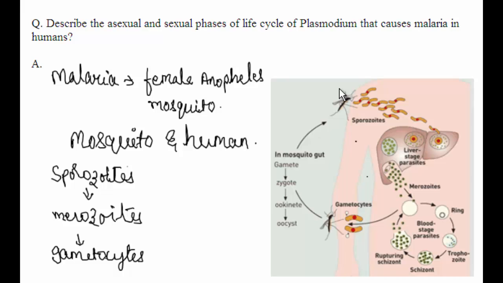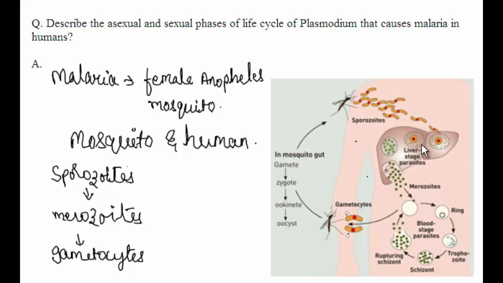Now this sporozoite undergoes asexual reproduction when the parasites burst the liver cells by multiplying itself, and they are released into the blood. So you can see in this figure, these sporozoites enter the liver and these parasites burst the liver cells by multiplying itself and these are released into the blood.